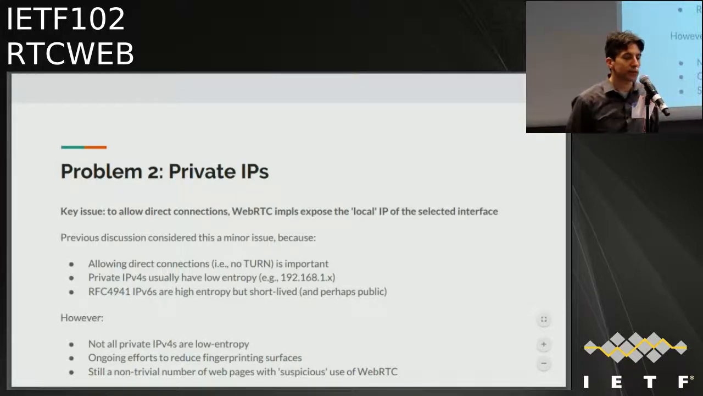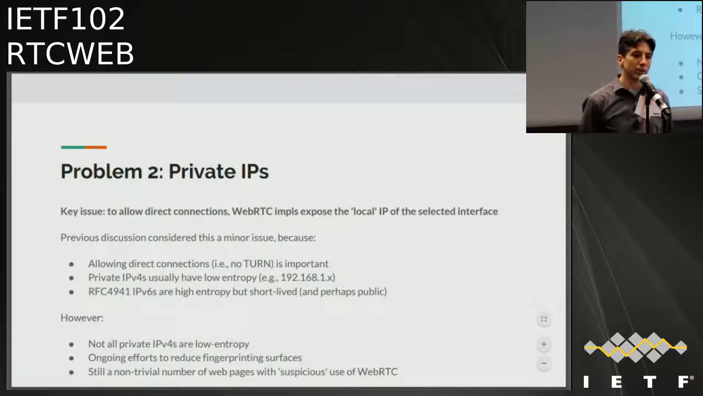We considered this an acceptable trade-off, because we wanted to make sure we could allow these direct connections. We thought that the information given out was fairly minimal. It wasn't really uniquely identifying. And overall, cutting off the ability to have direct connections seemed like a pretty big downside.